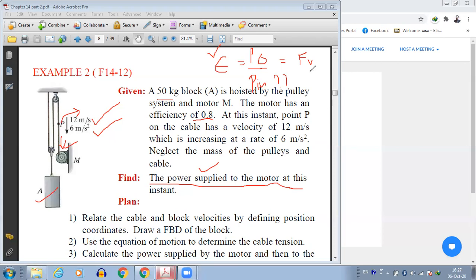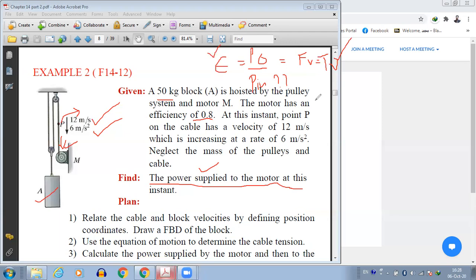Okay, now F will be what? F will be the force with which the rope is being pulled by the motor. So that will be the tension inside the rope, right? So now if we know the tension in the rope, instead of writing FV, let me write here TV. Velocity of the rope at point P is given. So we know what's the velocity of the rope.